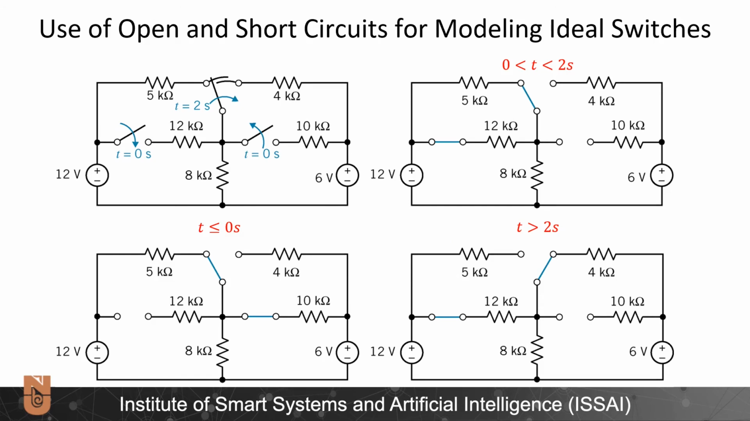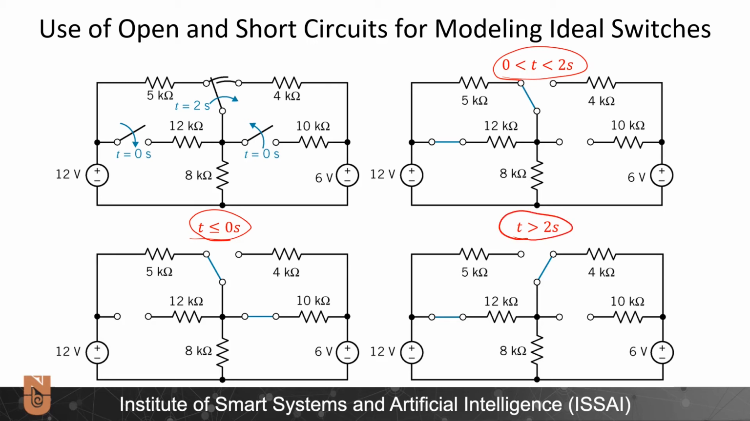So, how will we analyze circuits with multiple switches? Here we have a switch which closes at t is equal to 0. Here is another one which connects to the right side of the circuit at t is equal to 2. And here is another one which opens at t is equal to 0. So here we have three important time instances. What happens when t is less than 0? What happens between t is equal to 0 and 2 seconds? And the third one, what happens when t is greater than 2 seconds?